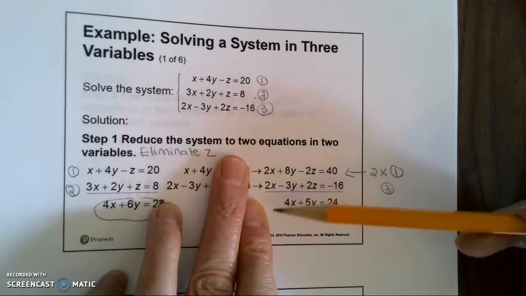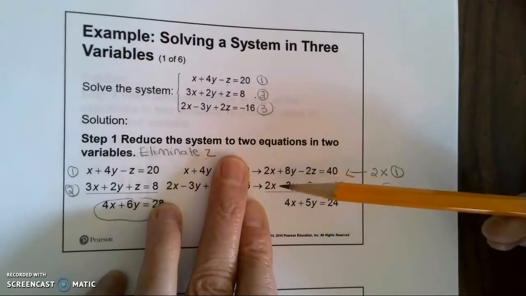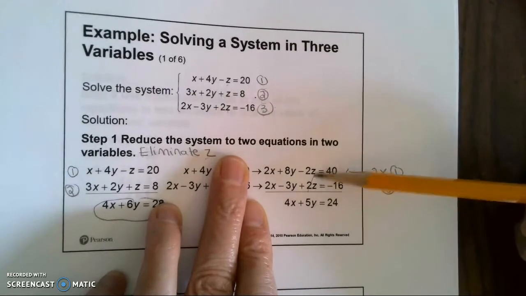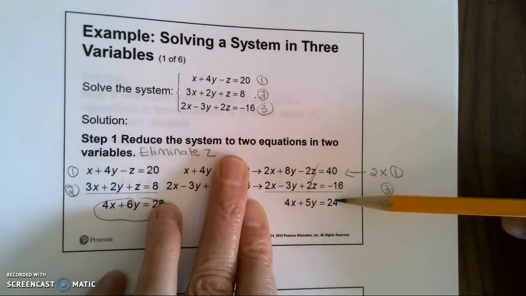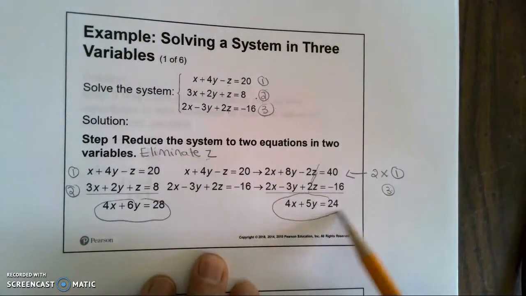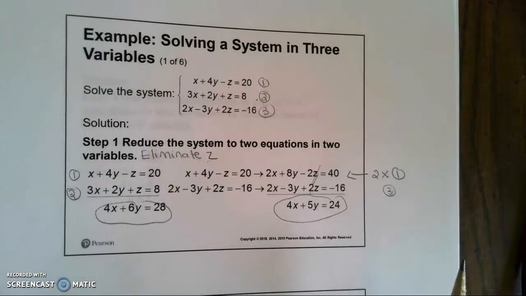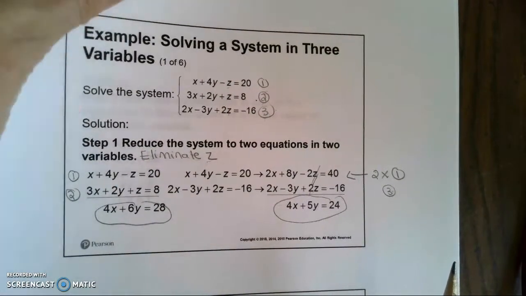Okay, and we add these together again. We get 4x plus 5y, no z's, the z's subtract each other out, is equal to 24. So that's another new equation. So far we've eliminated one variable. Now we have a system of equations with just two variables, so it's a little bit easier. I'm going to go down to the next page here.